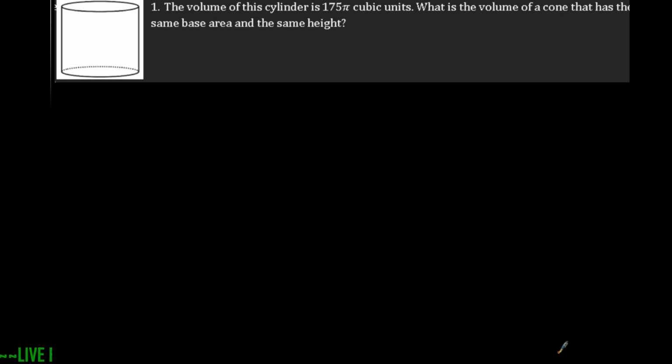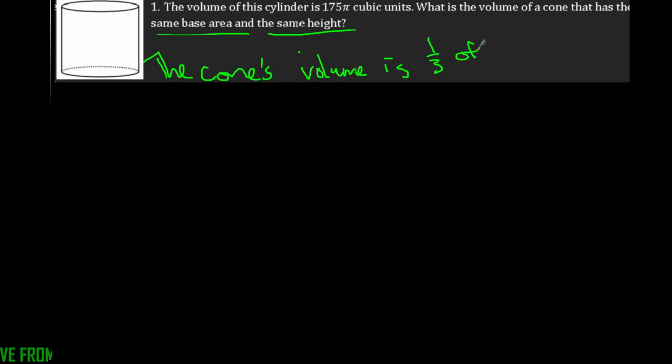All right, moving on to the back practice problems. It says the volume of this cylinder is 175 cubic units. What is the volume of a cone that has the same base area and the same height? Well, if we have the same base area and the same height, that means we can say the cone's volume is 1/3 of the cylinder's volume.